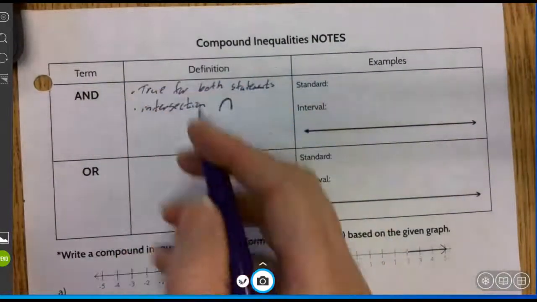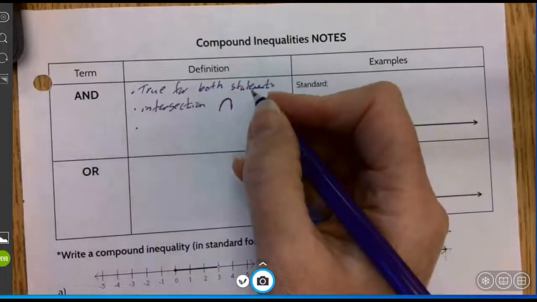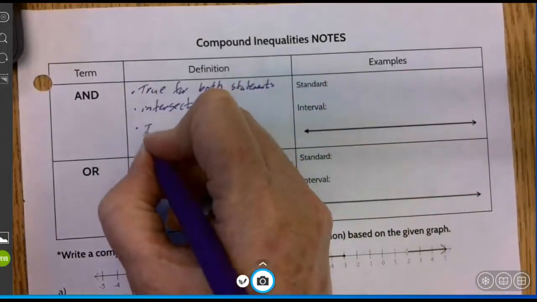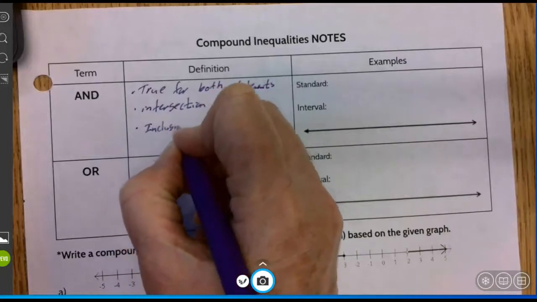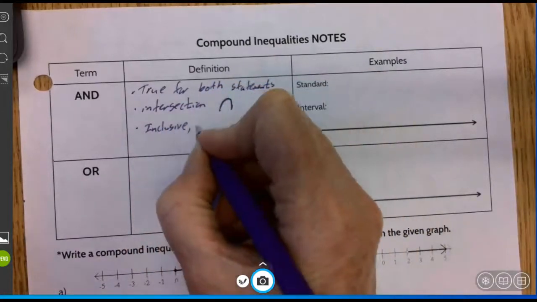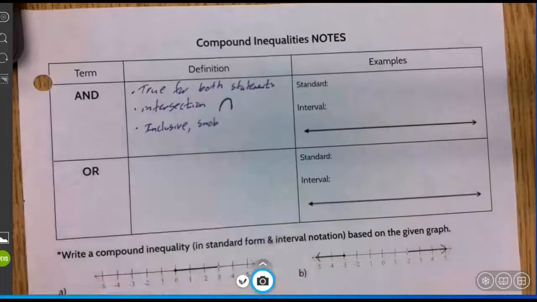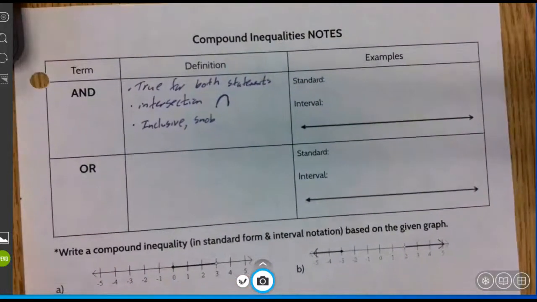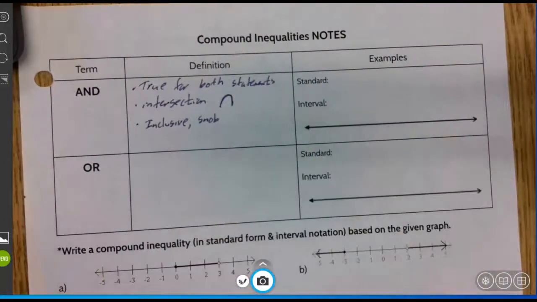So that's all mathematical, but the non-mathematical is, remember that and is very inclusive. It's the snob of the group, okay? If you're not just like them, you're not part of it. So it's very inclusive. And I'll come back to the examples of that.